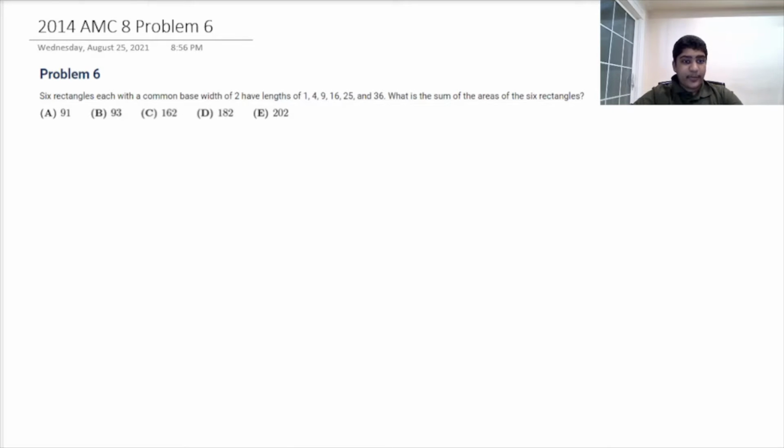Today we'll be solving problem number 6 of the 2014 AMC 8. So let's get started. We have 6 rectangles, each with a common base width of 2, have lengths of 1, 4, 9, 16, 25, and 36. What is the sum of the areas of the 6 rectangles?